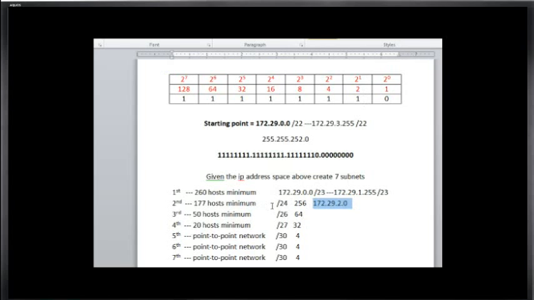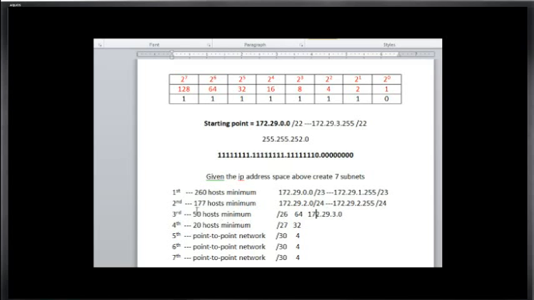Okay. Now our next network we already know is going to be a /24. So I'm going to cut that, paste that there. It's going to give us 256 hosts, and this one is an easy one. We know where it's going to go. It's 2.0/24. It's going to go to 172.29.2.255/24. Okay, and that means the next network will start at 3. So the next network starts at 3.